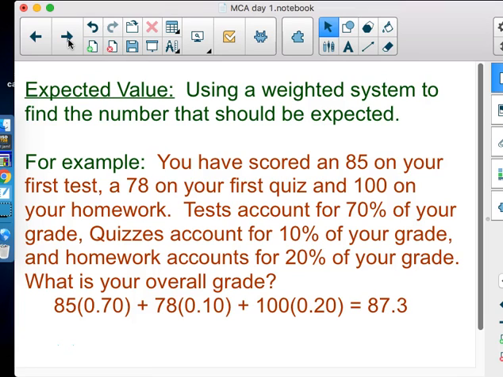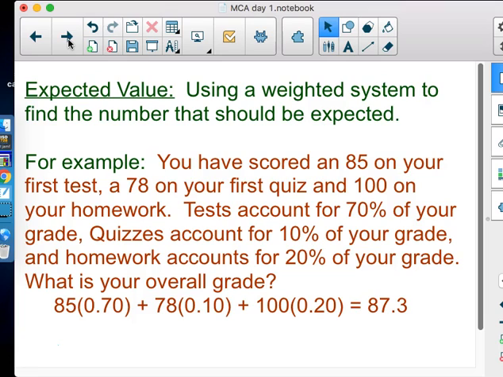And homework accounts for 20% of your grade. What is your overall grade? So what you do is you take each of your scores times the percentage of your score that comes from that. So 85, that was for your test. And it's set up there, tests account for 70% of your grade. Now notice you have to put it back as a decimal.